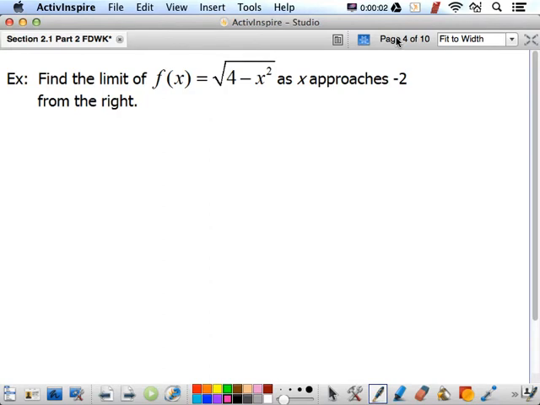So now we want to find the limit of the function f of x equals the square root of 4 minus x squared as x approaches negative 2 from the right. And I don't know a whole lot about that graph. I don't even know what it looks like. So I think it's a semicircle. You're holding a graphing calculator, you want to check it out? And it does turn out to be a semicircle.